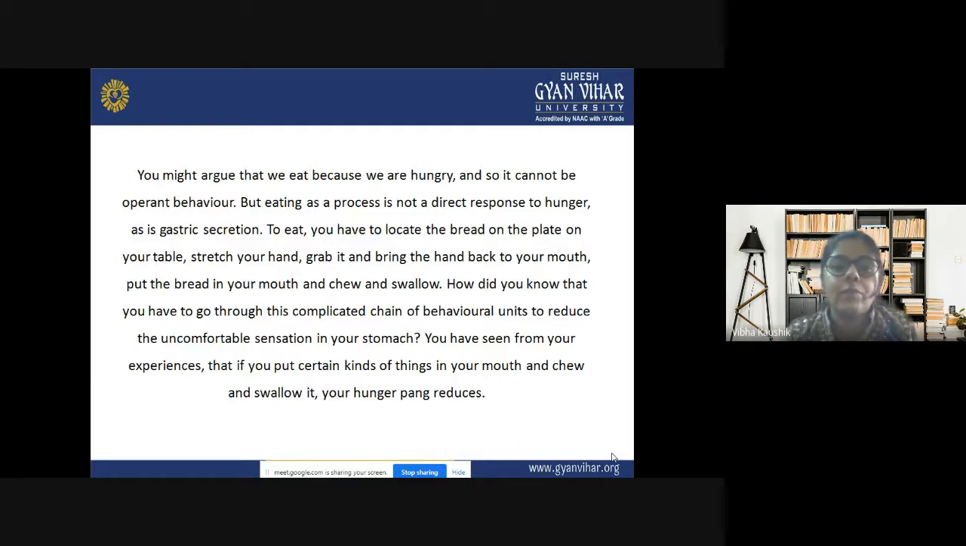To eat, you have to locate the bread on the plate on your table, stretch your hand, grab it, and bring the hand back to your mouth. Put the bread in your mouth, chew and swallow. How did you know that you have to go through this complicated chain of behavior units to reduce the uncomfortable sensation in your stomach?